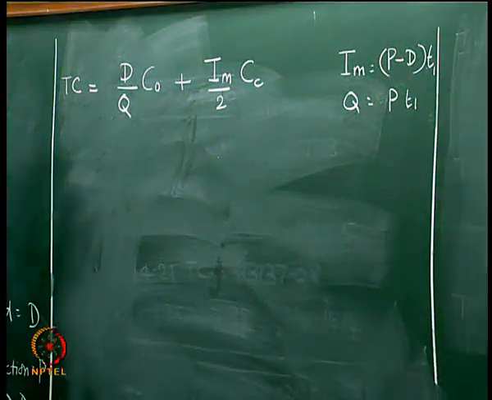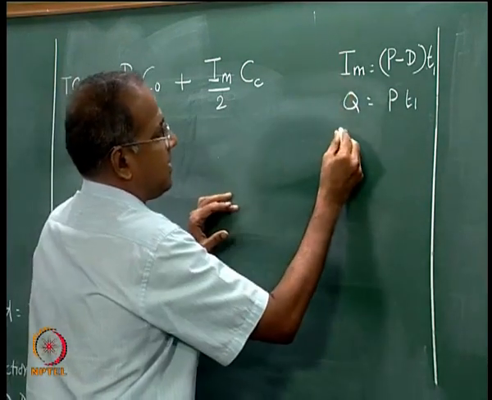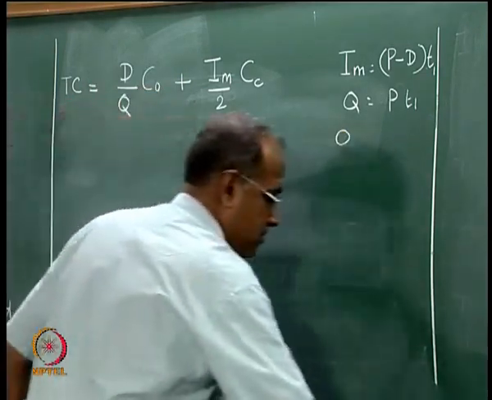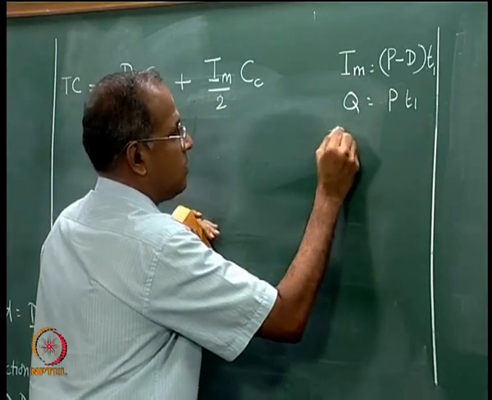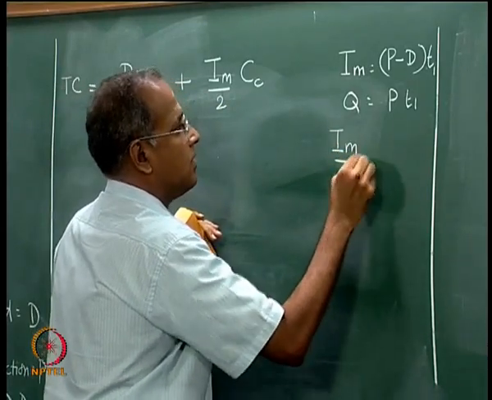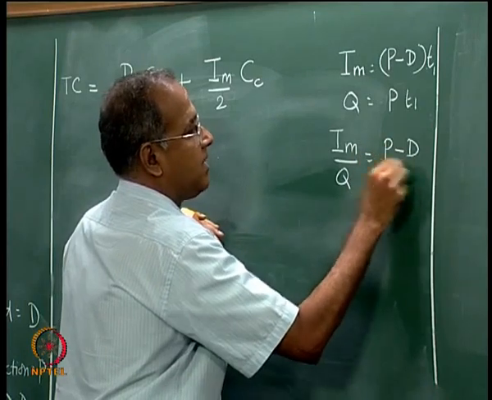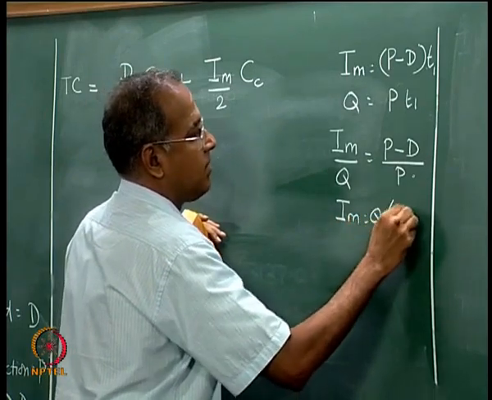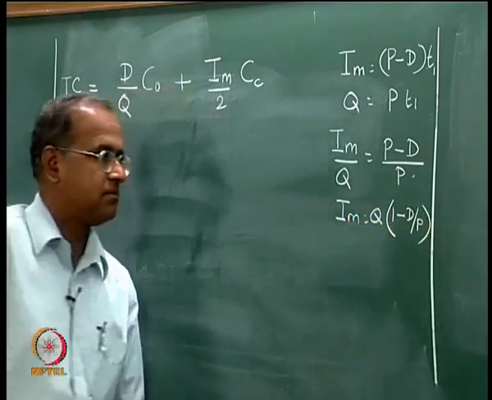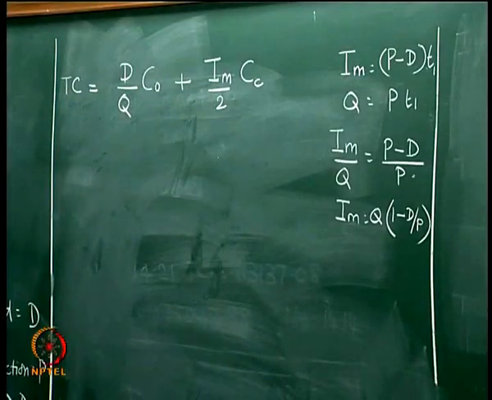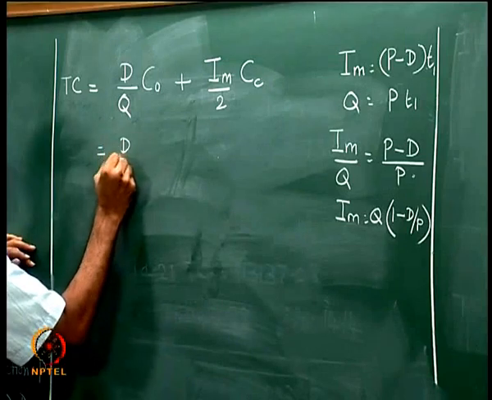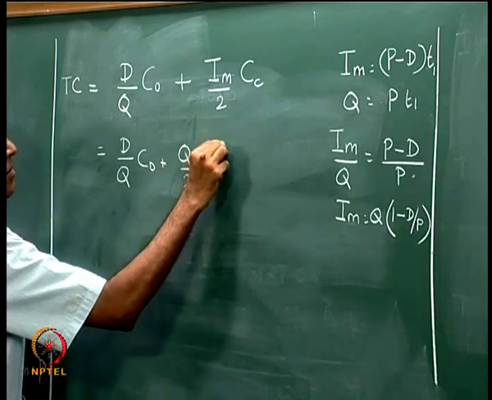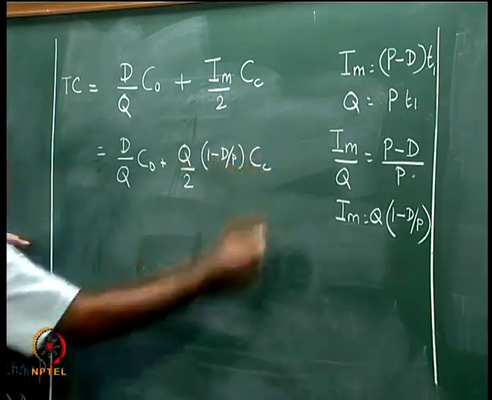P into T1. Now dividing one by the other, Q by IM or IM by Q is equal to P minus D by P, or IM is equal to Q into 1 minus D by P. So, now substituting for IM, we get D by Q C naught plus Q by 2 into 1 minus D by P into C C.